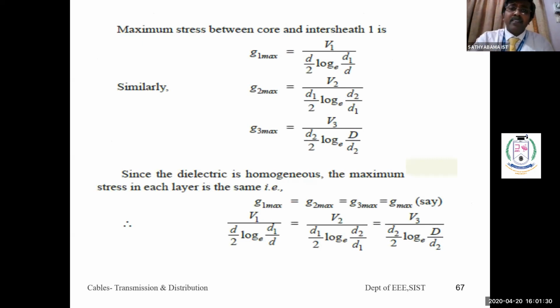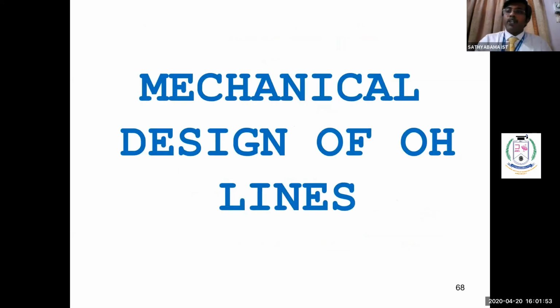And already we have the maximum gradient equations. Based upon this equation, we get G1 max, G2 max, G3 max. Homogeneous means we have to equate all these: G1 max, G2 max, G3 max, and finally you have to call it G max. So this is your final solution of intersheath grading. So next topic. That's all about your cables.